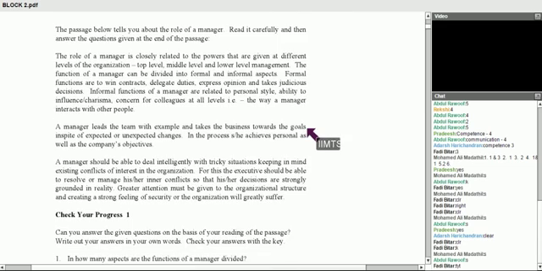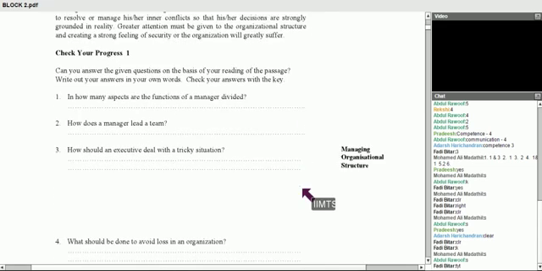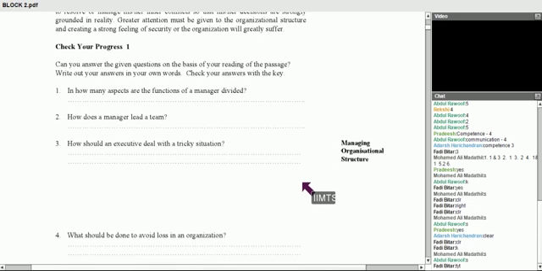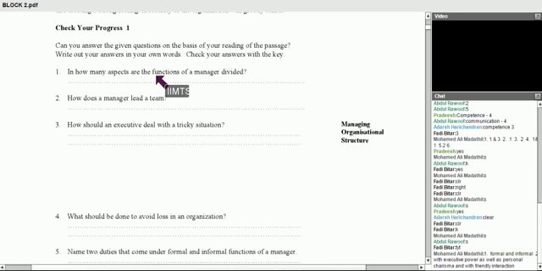Now, let me scroll it down. I guess you must be done with the same, right? Now, the first question is, you have to write the answer in your own words. In how many aspects are the functions of a manager divided? I would like to give you a hint. I won't tell you the complete answer, but two: formal and informal.